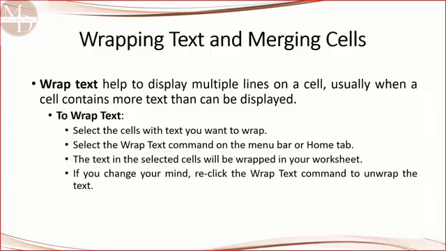Wrapping of text helps to display multiple lines in a cell. Maybe because you are seeing it on the screen, nobody wants to answer. I wanted you to use your own words. Anyway, no problem. Wrapping of text simply means a text is longer and you want everything to show on the table. You can break it down for everything to appear in a particular cell. Now let's practicalize. To wrap text, select the cell you want to wrap. Select the wrap text command on the home tab. The text in the cell will be wrapped in your worksheet. If you change your mind, click the wrap text command again to unwrap.